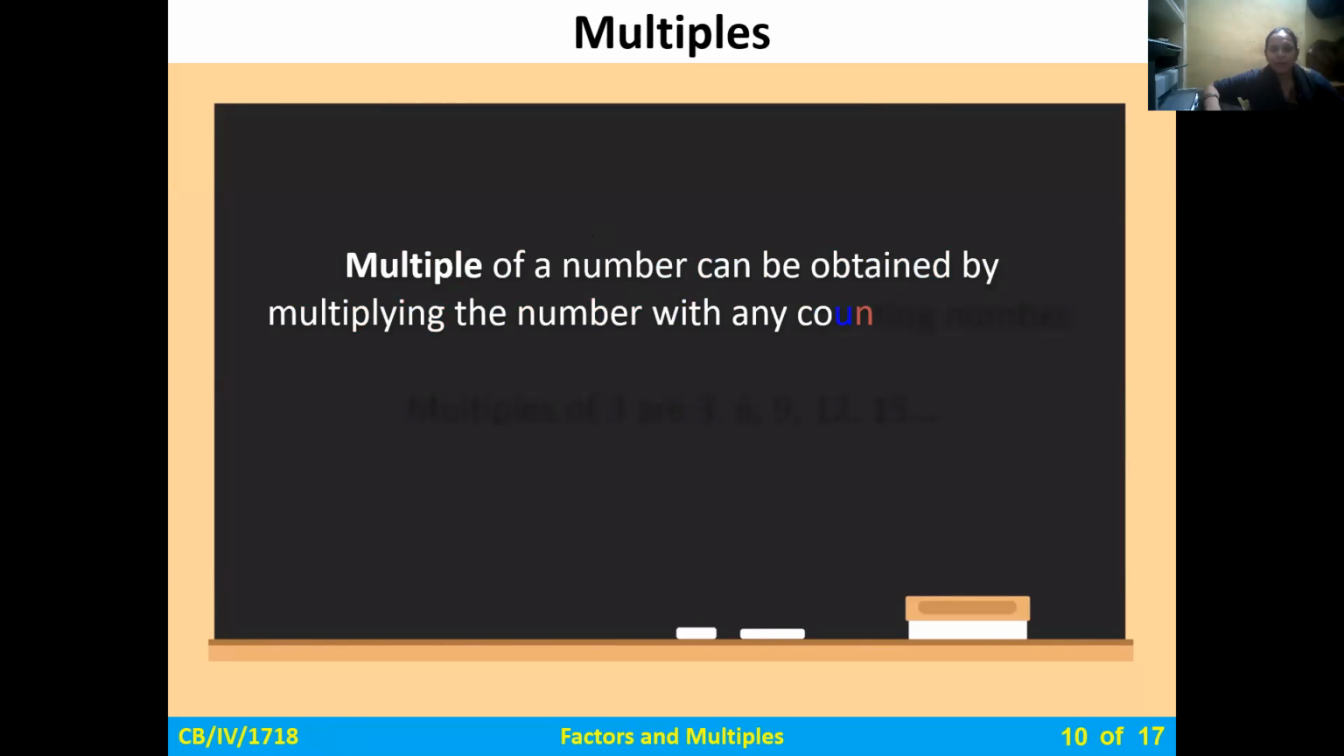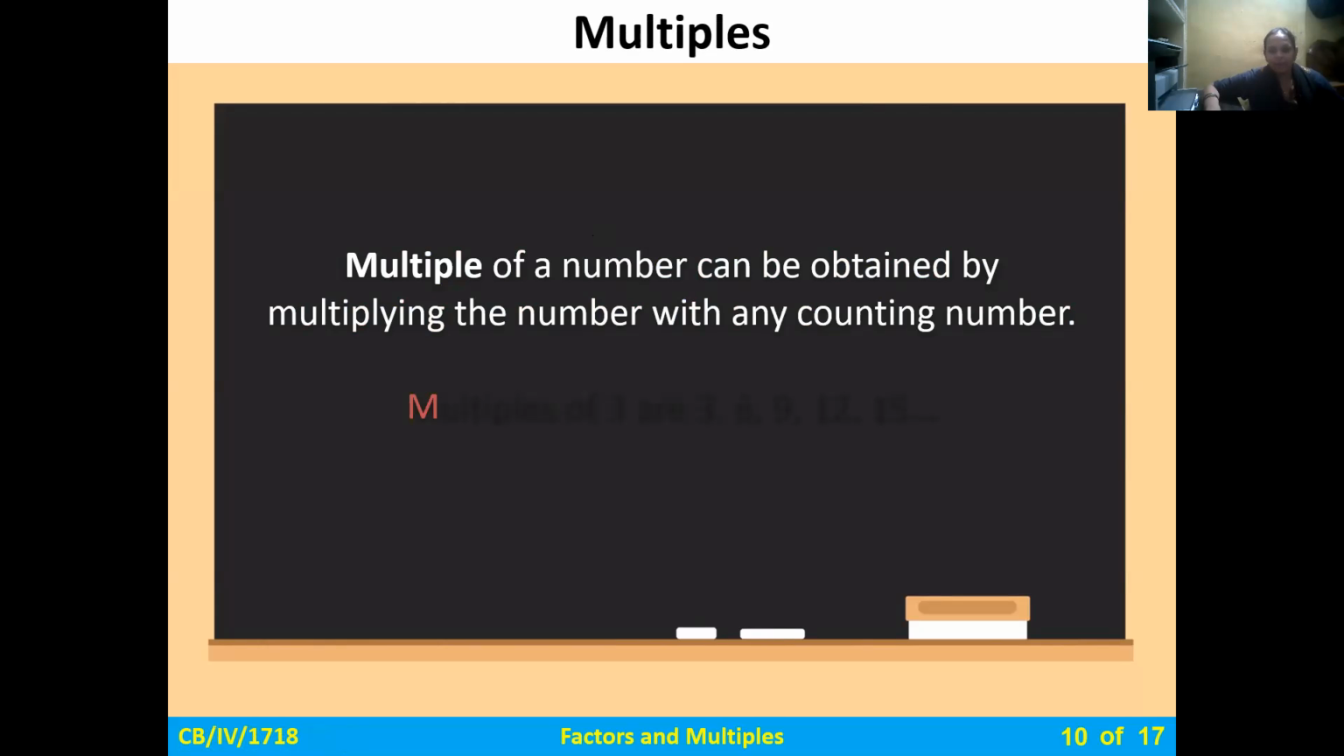Hello kids, today we are going to study multiples, right? So what are multiples? A multiple of a number can be obtained by multiplying the number with any counting number. Now what does it mean?